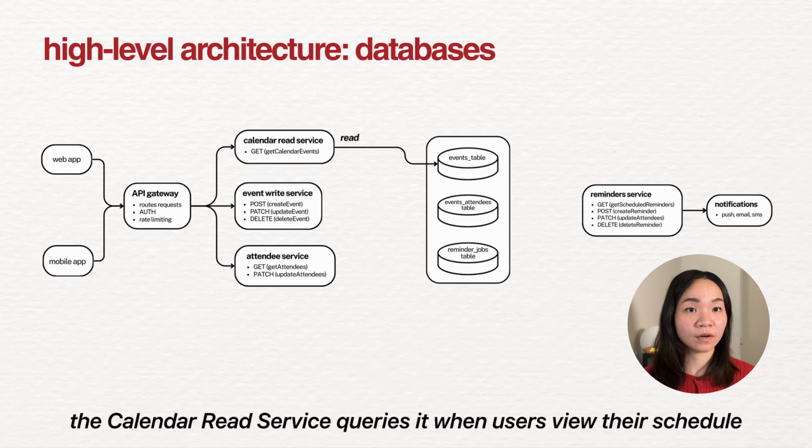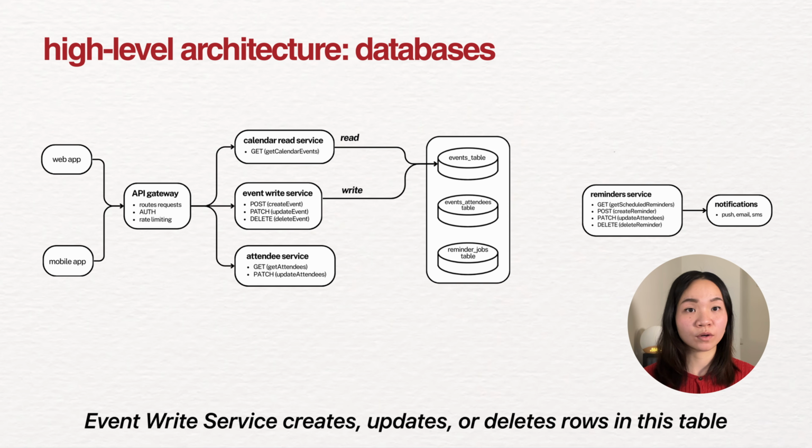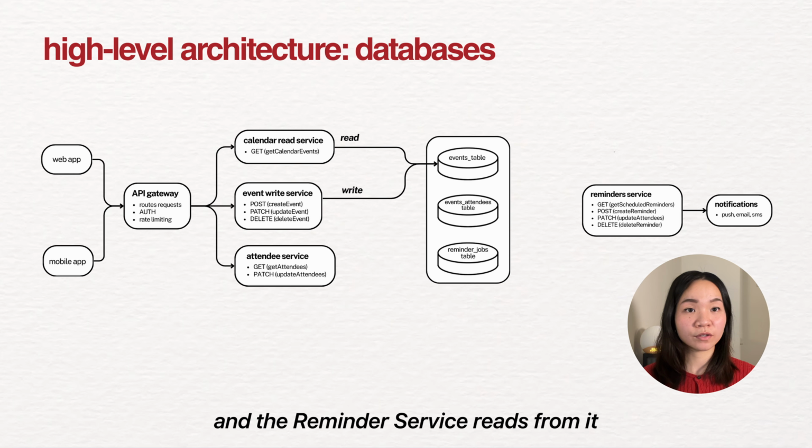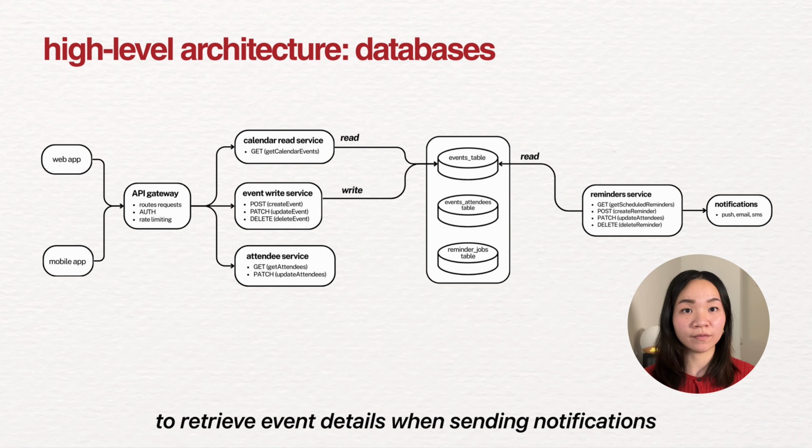The calendar read service queries it when users view their schedule. Event write service creates, updates, or deletes rows in this table. And the reminder service reads from it to retrieve event details when sending notifications.